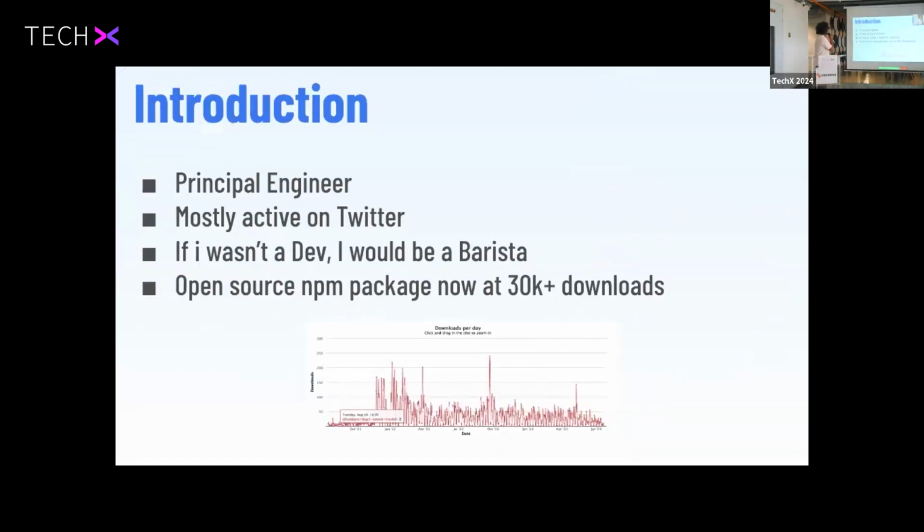So I work as a principal engineer. I'm mostly active on Twitter. If I wasn't a developer, I would have definitely been a barista in some coffee shop, right? And I have an open source package on NPM. It has about 30,000 downloads. If anybody is interested, you can contribute to it. It's in React Native, which I think is something that the previous speaker was also talking about. React Native didn't have some functionality, and I thought I could build it, and I built it, and I published it, and a lot of people are now using it.